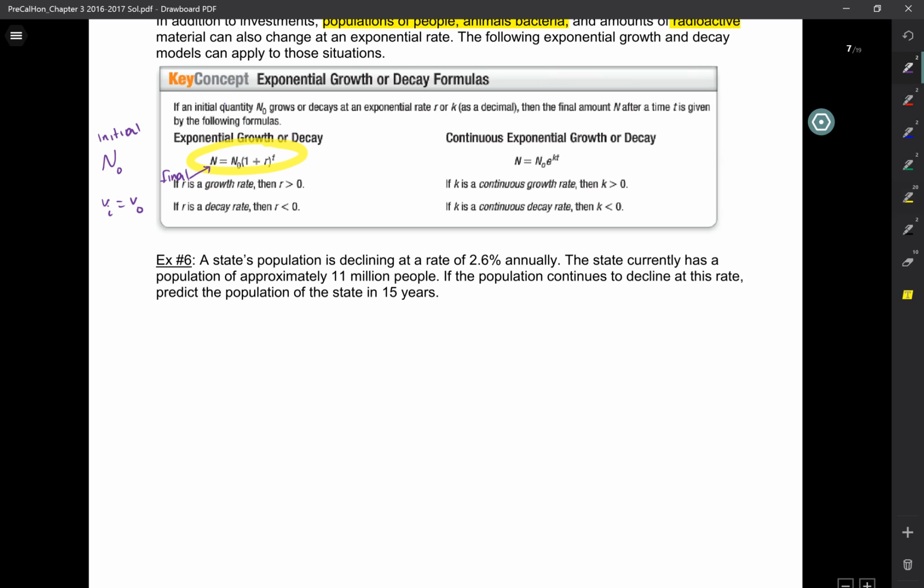We have another one here. If something is growing or decaying continuously, like for example, radioactive decay, every second of every day this is decaying, so we use this one. All right.